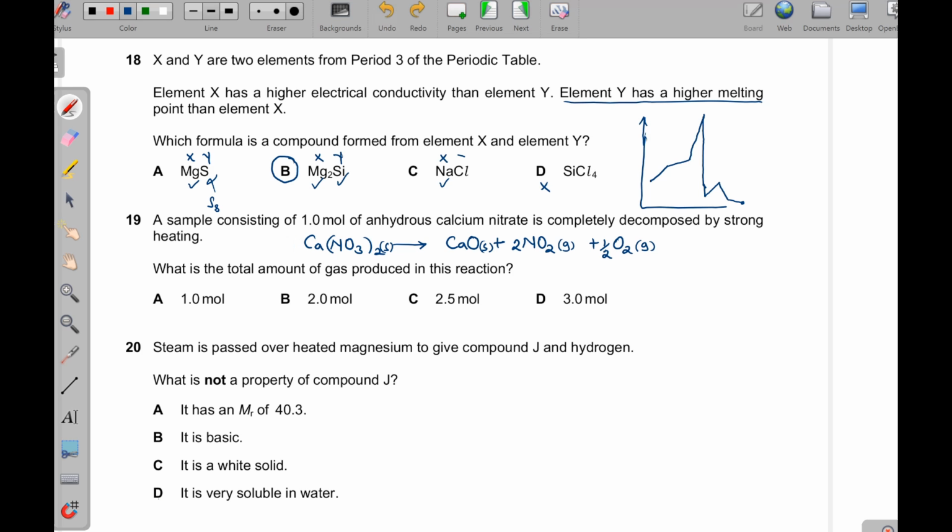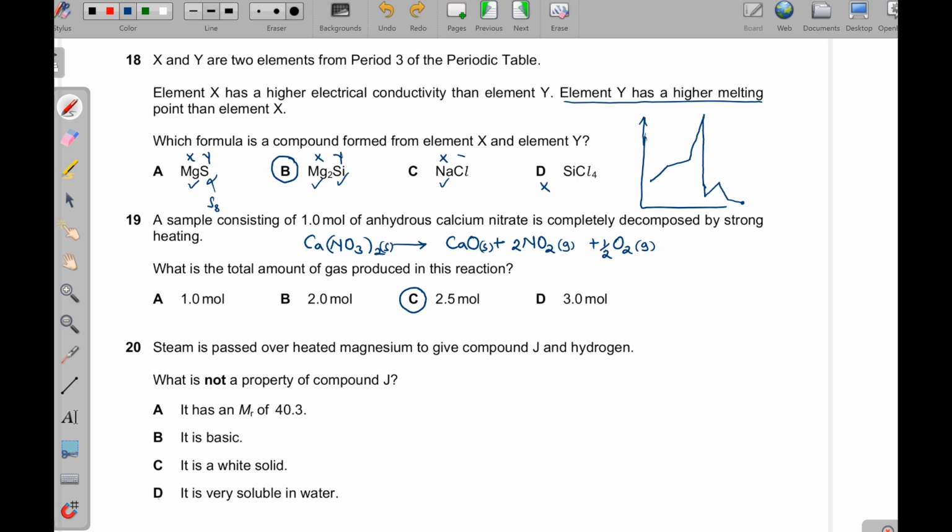This one has to be 1 because they said 1 mole. Otherwise, I can multiply all through by 2 to eliminate this denominator here. And then you find that you have a 2 here, a 2 here, and then a 4 here, then here 1. You see that? So that means the total amount of gas produced here, there is a 2 here, then plus the 0.5, which gives us 2.5. And therefore, our answer becomes a C. Then question 20, steam is passed over heated magnesium to give compound J and hydrogen.